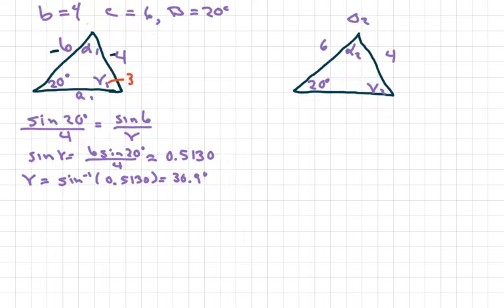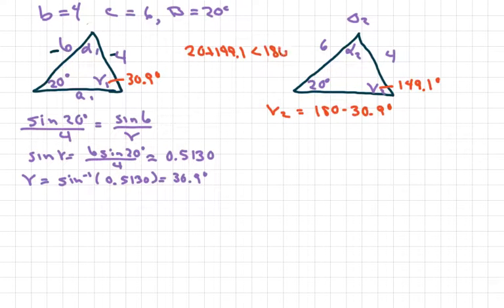So this is 30.9 degrees. Now, to get gamma 2, we're just going to take 180 minus your gamma 1 to see if we have another triangle. And when we do that, we get 149.1 degrees. And if you just look at this, we notice that your 20 degrees plus 149.1 degrees is less than 180. That means we can form this triangle.